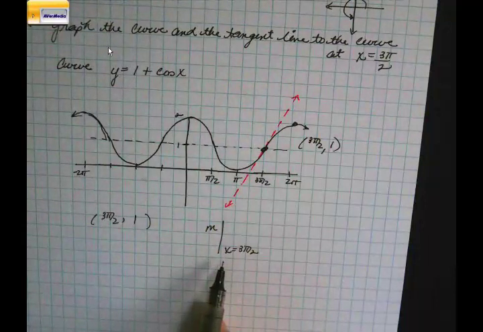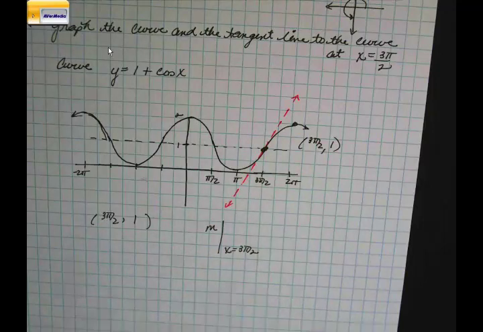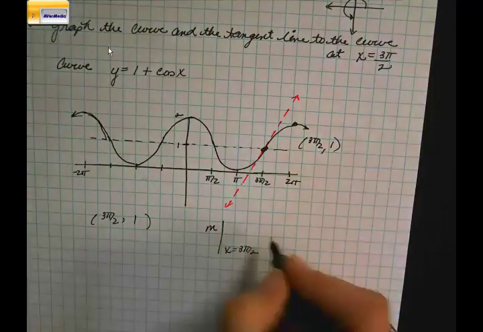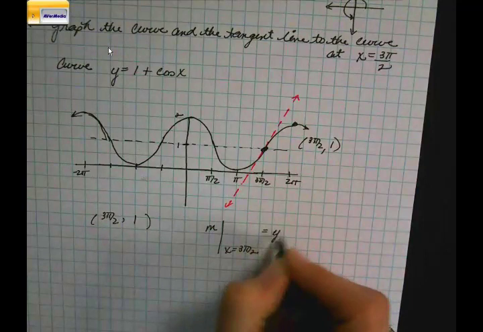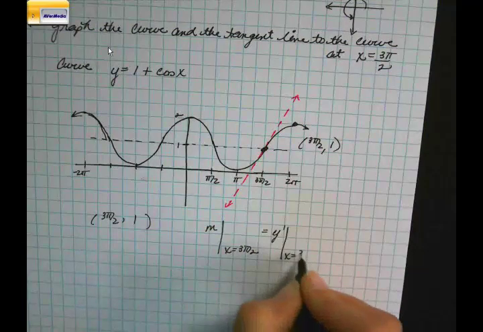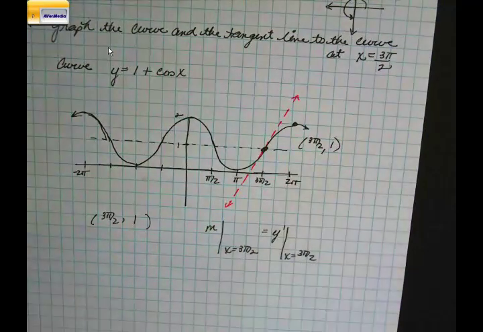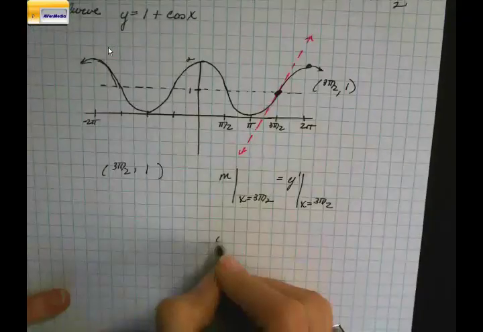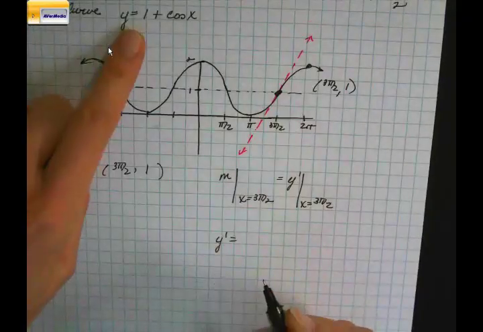How do I get this? Come on, calculus students. The first derivative, right? The first derivative is going to give me an expression, and I got to throw the x value of 3 pi halves into it. So this is the same thing as saying y prime when x is 3 pi halves. That's the same notation, okay? So we need to figure out what is y prime. What is the first derivative?